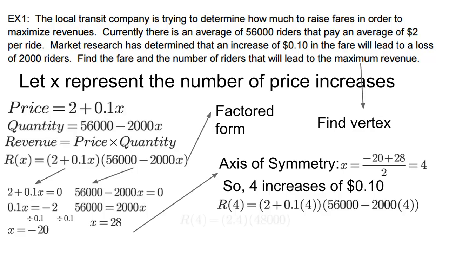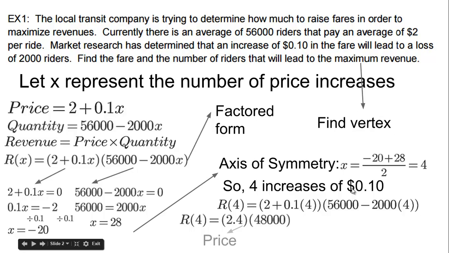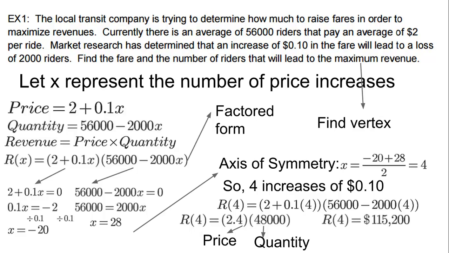We can figure out what each one is if you plug that into the revenue and you collect both of the brackets. Actually, each bracket will tell you something. The first one will tell you the price, and the second one will tell you the quantity. Okay? And if you actually wanted the maximum revenue, it doesn't ask for that here. You can say it's 115,000, just to multiply it together. That's your maximum revenue at a price of $2.40.